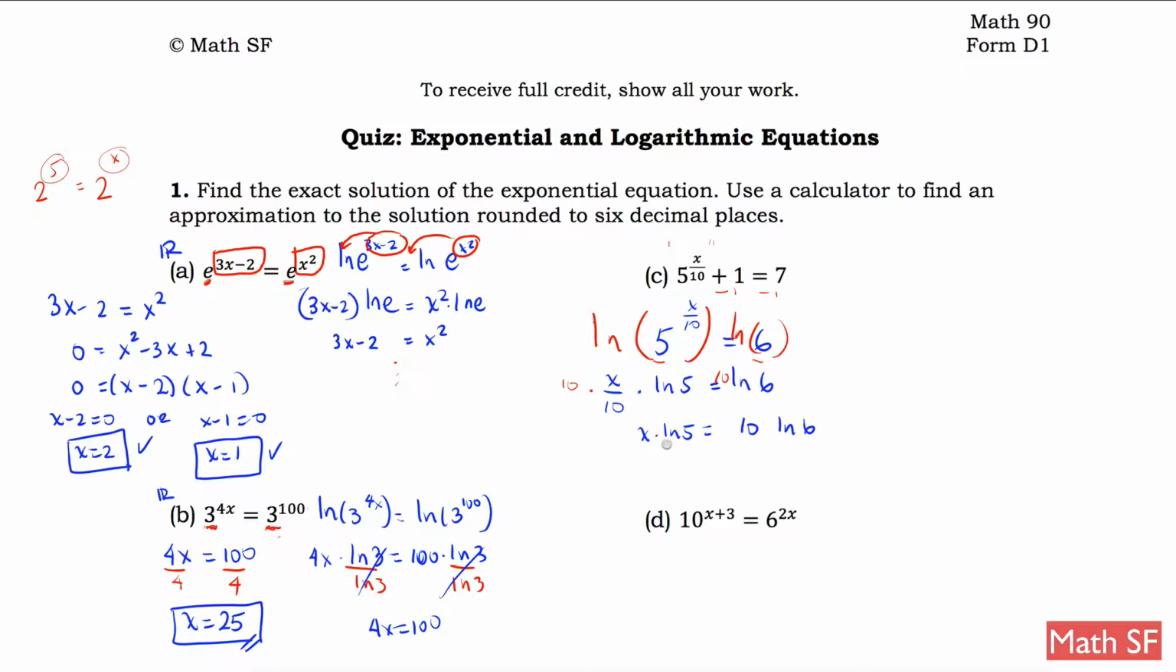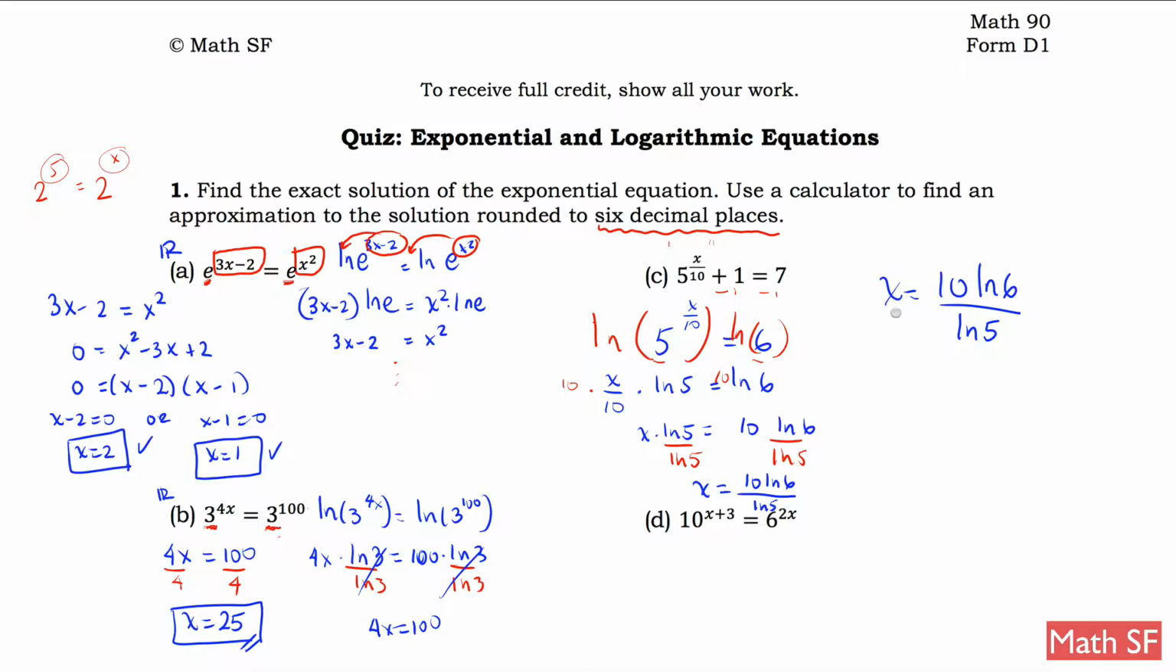Now if you divide by ln of 5 on each side, you will get your exact answer. So you got x equals 10 ln of 6 over ln of 5. I'm going to write here x equals 10 times ln of 6 over ln of 5. And we're forgetting something very important here. It says round to 6 decimal places.